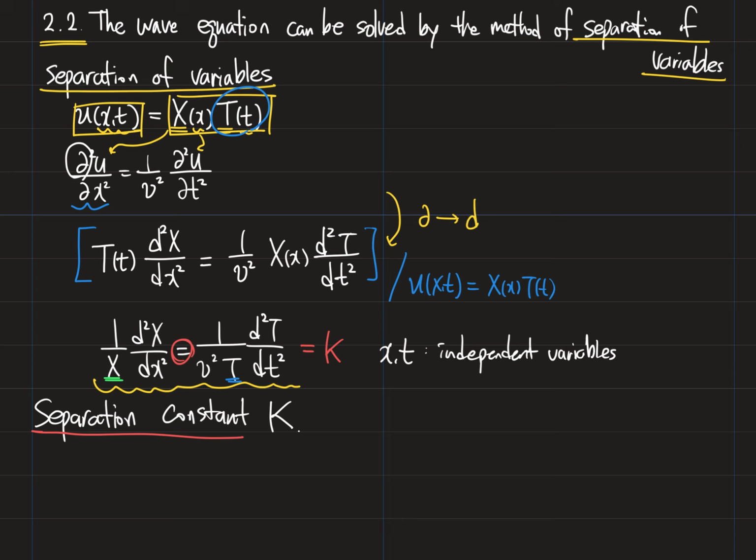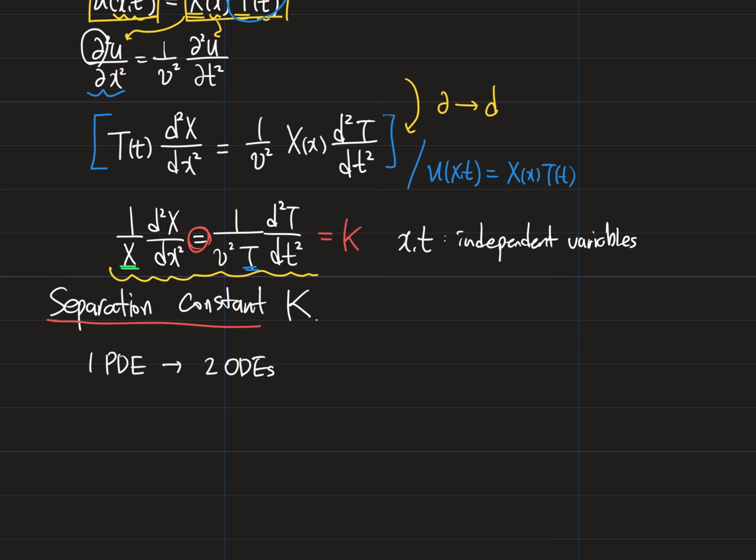So by using separation of variables, we can break down our single complex partial differential equation into two much simpler ordinary differential equations. So one partial differential equation has now become two ordinary differential equations. These two ODEs are, the first is the spatial equation, d square X over dx square minus kX equals 0.